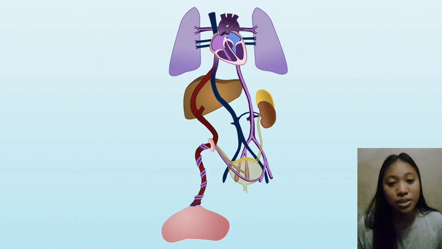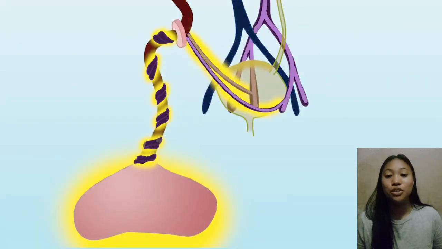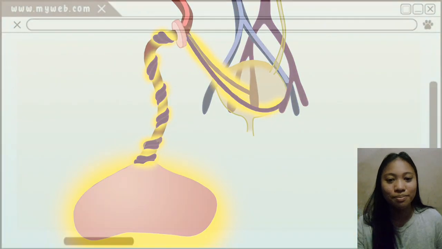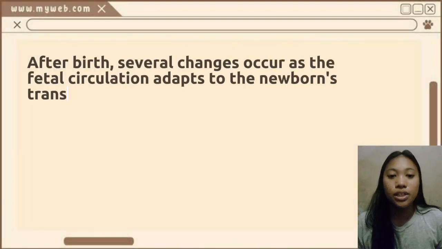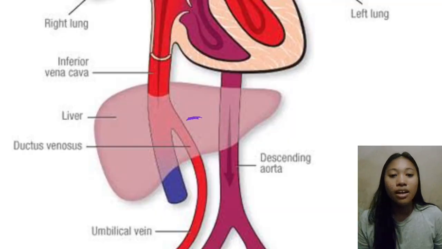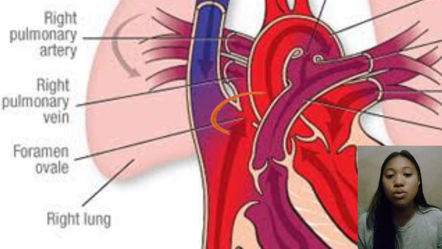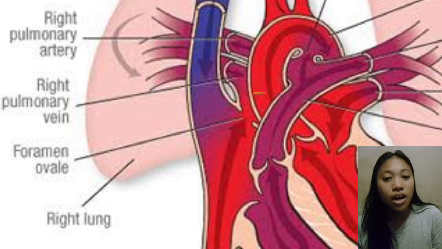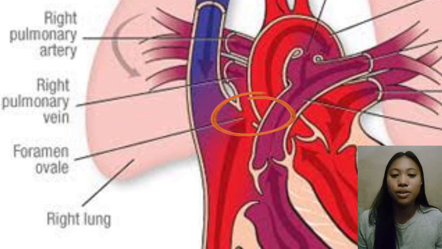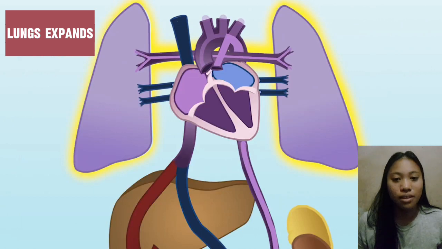And the umbilical arteries allow blood to flow from the body back to the placenta to be enriched with oxygen and nutrients. After birth, several changes occur as the fetal circulation adapts to the newborn's transition to breathing air. The ductus venosus and ductus arteriosus begin to close shortly after birth. The foramen ovale gradually closes, allowing the left and right atria to function as separate chambers. The lungs expand and start to function, allowing the newborn to oxygenate blood through breathing.